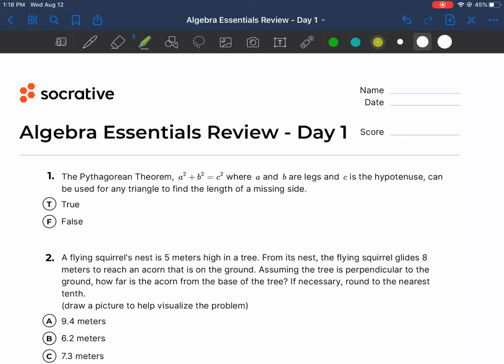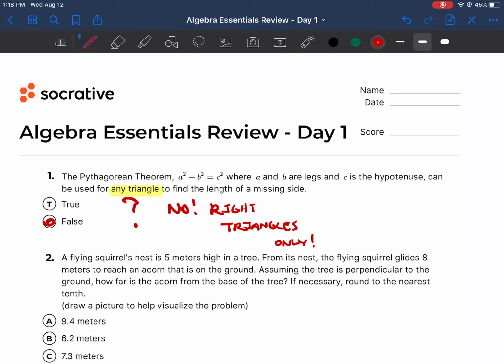Well, if we look at the statement, it says any triangle. And we need to think back to the Pythagorean Theorem. Can we use the Pythagorean Theorem for any possible triangle? Well, the answer is no. Right triangles only. All right, so this would be false.